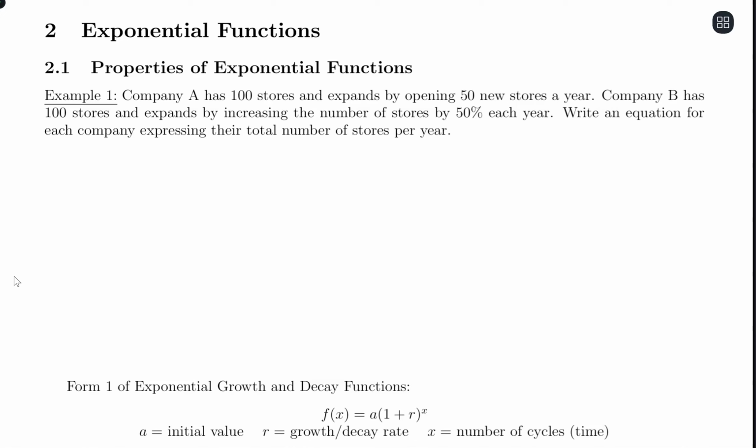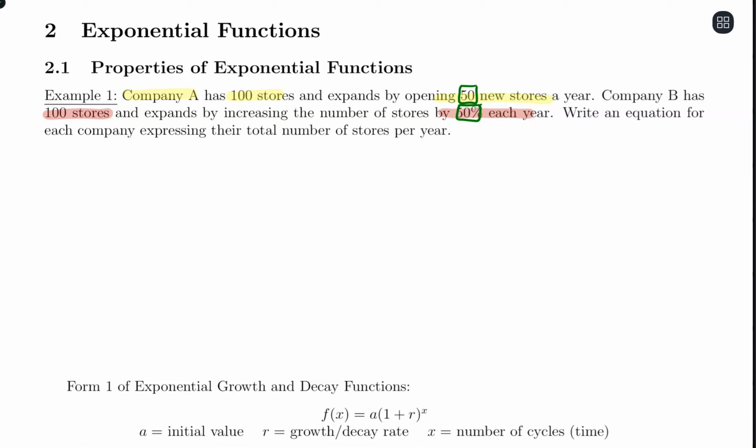So we have company A. Company A has 100 stores and expands by opening 50 new stores a year. Company B has 100 stores also and expands by increasing the number of stores by 50% each year. Write an equation for each company expressing their total number of stores per year. So already we can see this difference of company A's increasing by a count of 50 new stores, where company B is increasing by a percentage of new stores.